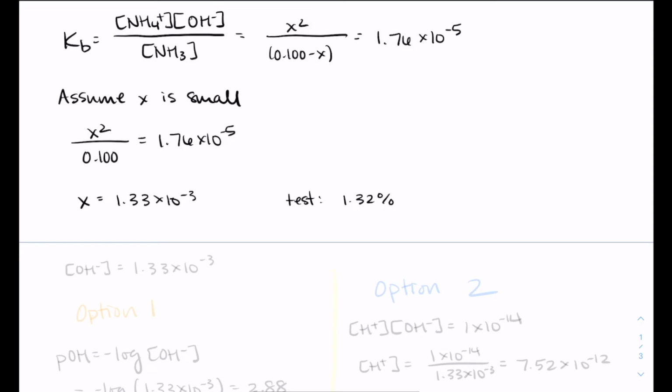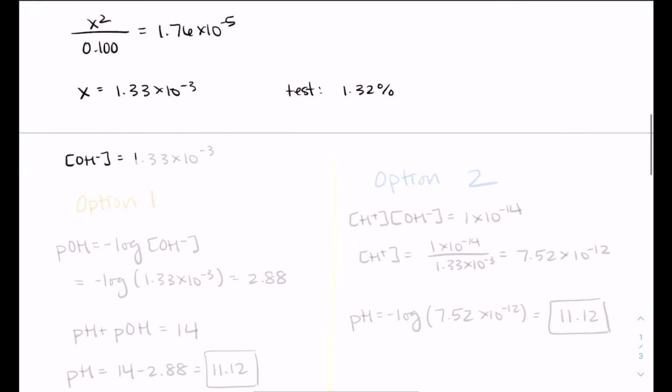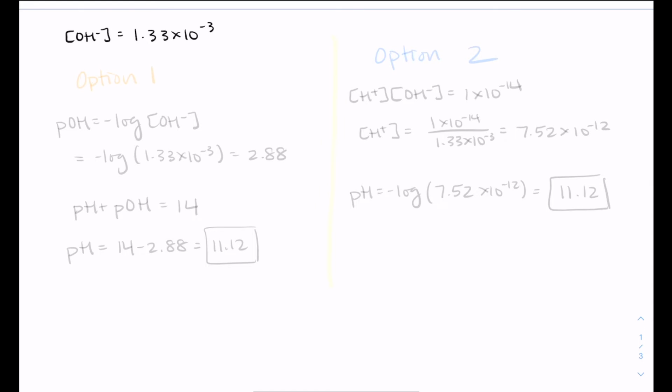My reaction has to move to the right. I lose 1x of the reactant, make 1x of each product. My Kb expression, still just an equilibrium constant expression for the reaction as written, is NH4 plus times OH minus over NH3. There's no water in here because it's a pure liquid. So I plug my equilibrium values into this expression: x squared over 0.1 minus x, and that's equal to 1.76 times 10 to the minus fifth.